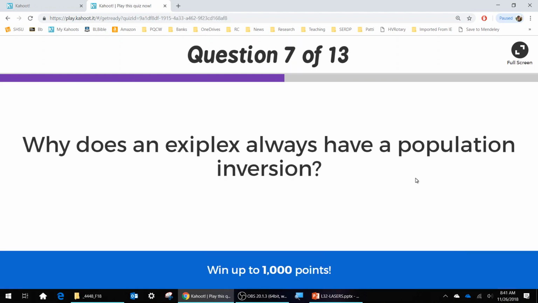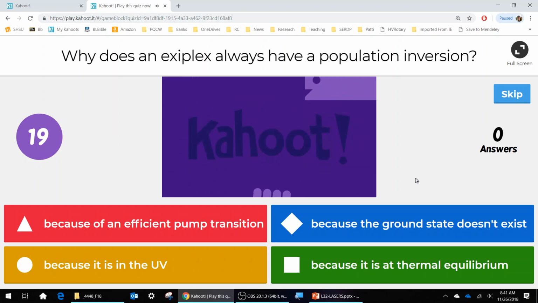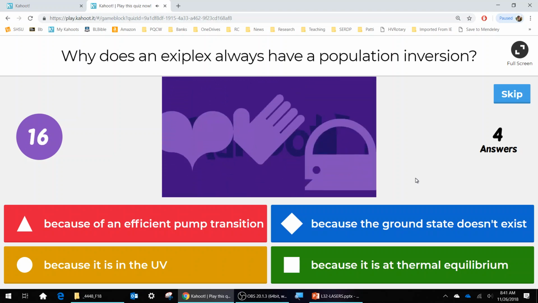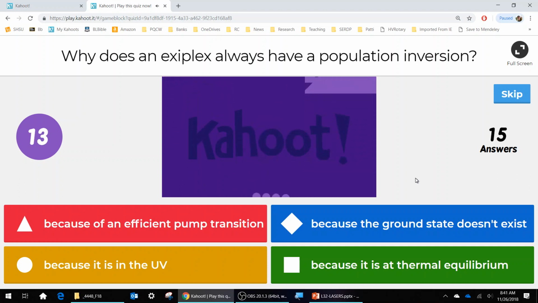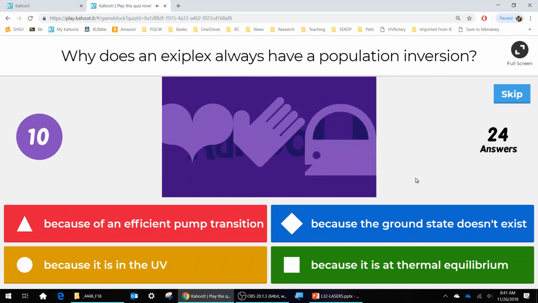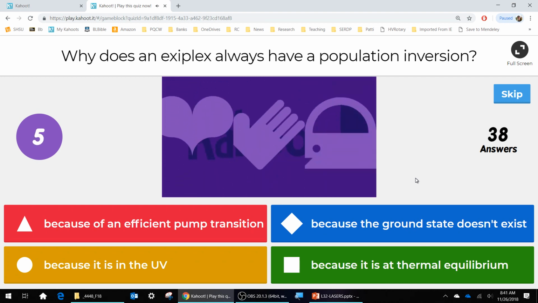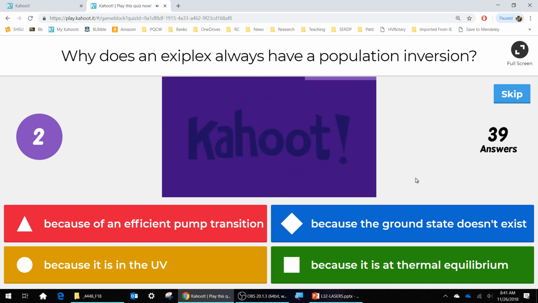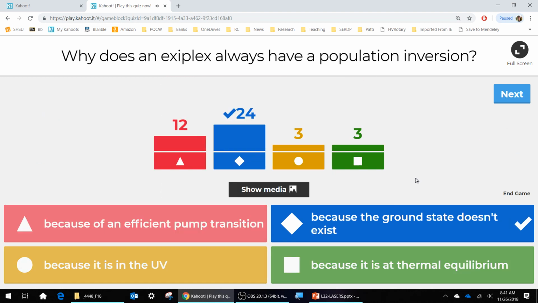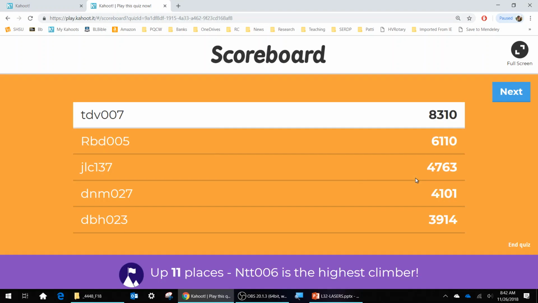Why does an exciplex always have a population inversion? Because of the efficiency of the pump transition, because the ground state doesn't exist, because it's in the UV, or because it has a thermal equilibrium? Great. So it's because the ground state doesn't exist. The exci part means excited. So an exciplex is an excited complex that only exists in the excited state, and an excimer is an excited dimer. So excimer or exciplex, both are only existing in the excited state.